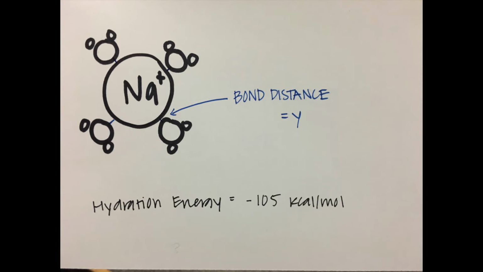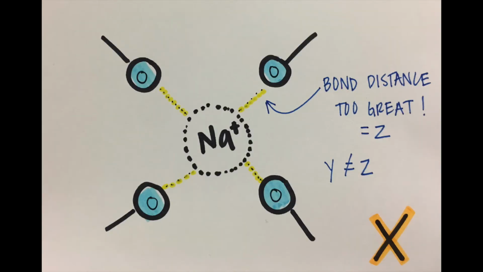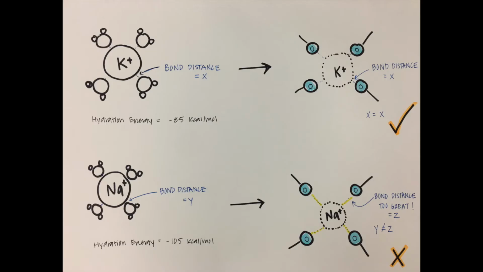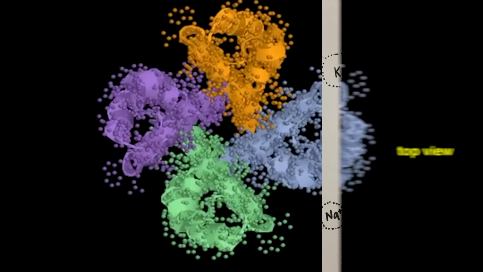For a sodium ion, we can denote its bond distance with the hydration shell as Y. Here, we show the same four carbonyl group oxygens and how a sodium ion would fit between them. Because the sodium ion is smaller, the bond distance here is much greater than that of the potassium ion, and similarly much greater than Y. Thus, the binding of a smaller sodium ion is not favorable. In conclusion, both the higher hydration energy and the geometry of the carbonyl groups in the channel make passage of a sodium ion highly unfavorable when compared to potassium ions.